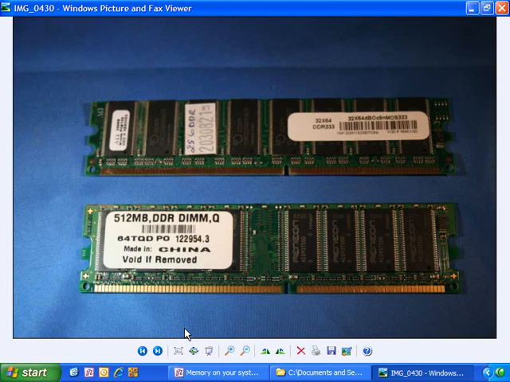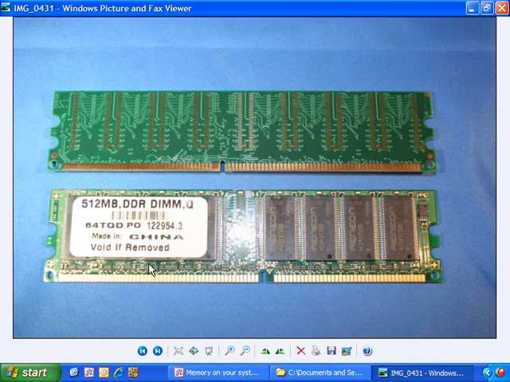Here's a photograph of a 512 megabyte DDR DIMM. You see these gold pins down on the bottom, and notice there's a little slot right there in between the two rows of pins. So there's the front and there's the back. And on these DIMMs are RAM chips.